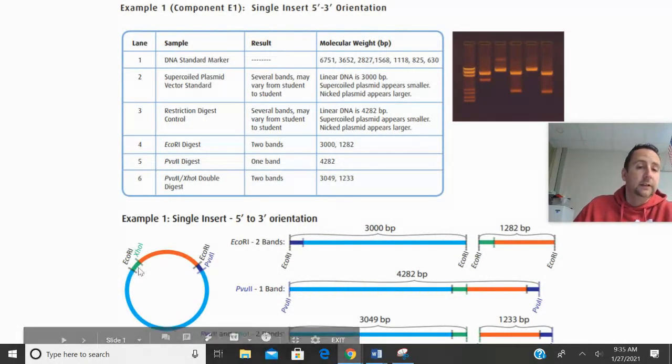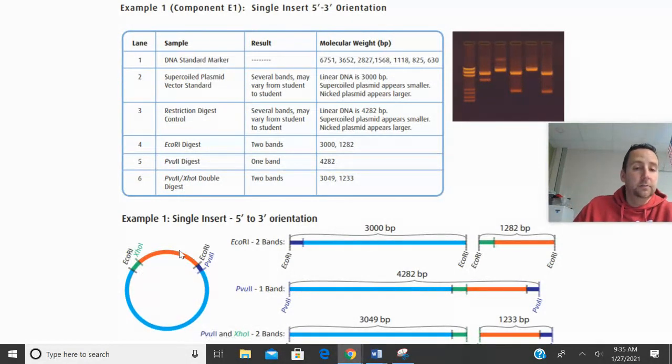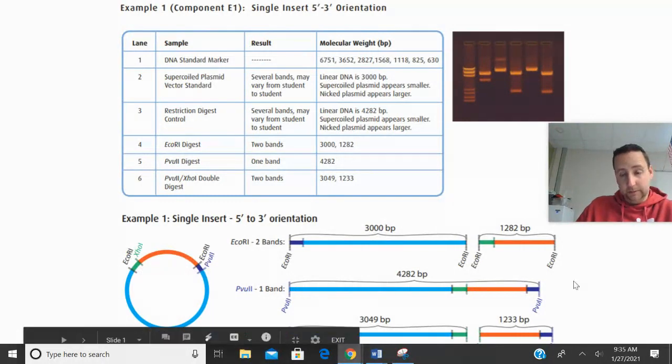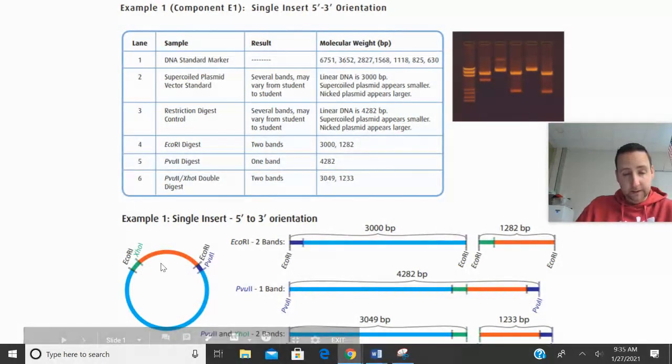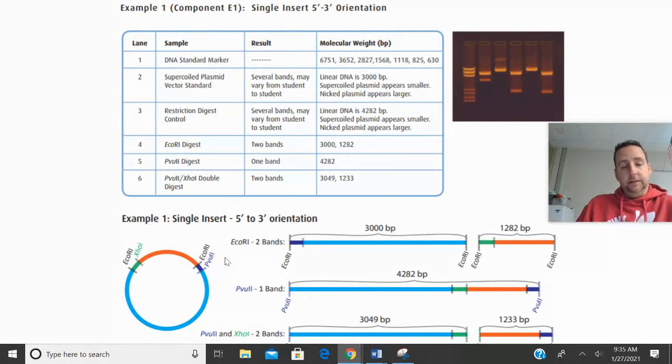Basically, we want this XHO restriction site before the EcoR1 restriction site in that process. Before the PVU restriction site. Okay, and so if it's in the wrong order, then we will get a different set of results. So if you look here at example 1, we have our 5' to 3' orientation. Here's what happens if it's reverse.